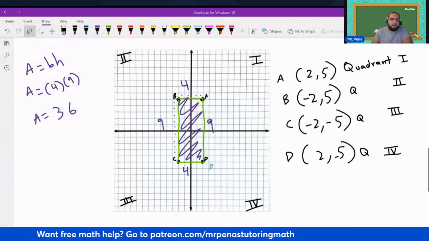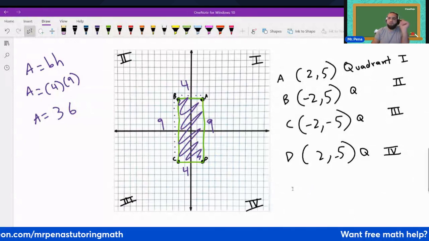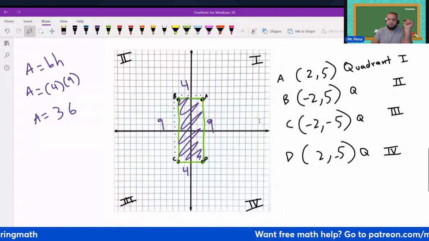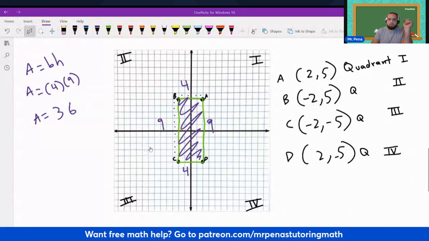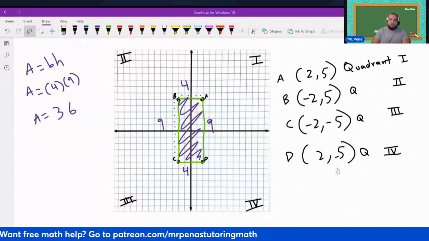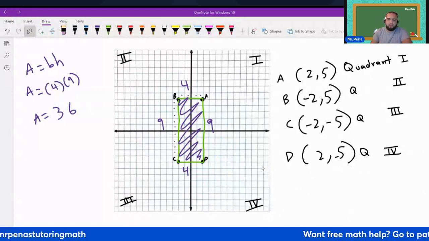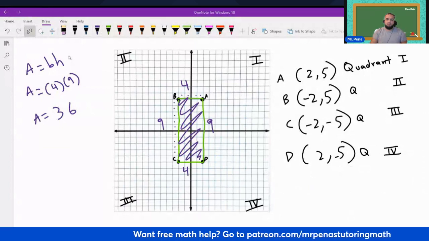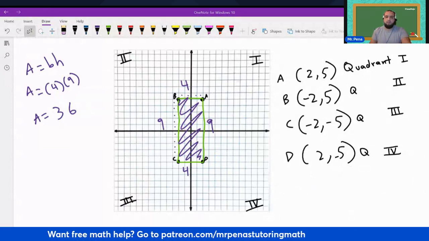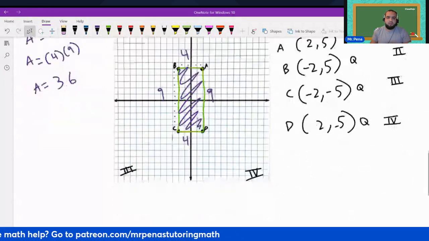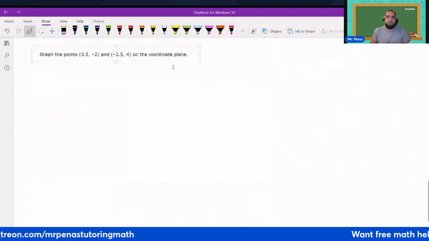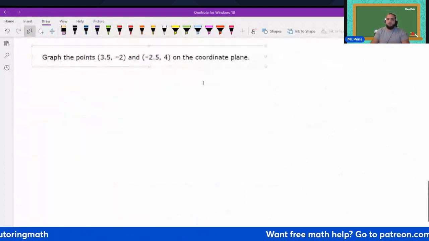We now move on to our next problem. So let's do this very quickly. I'm going to find the next problem. While you take a second to look at the video, you can pause it and then you can take a couple of notes. You can try to solve this on your own. It's up to you. Do what is best for you and your learning. So we have graph the points 3.5, negative 2.